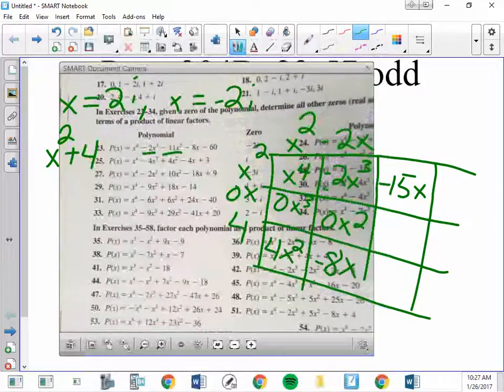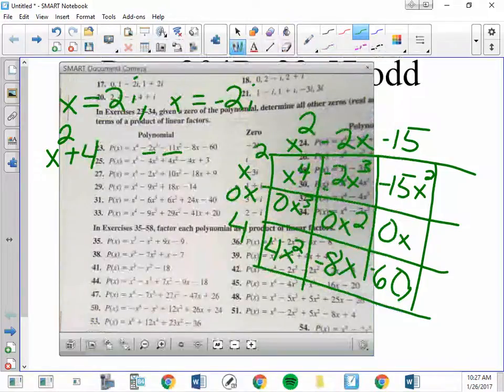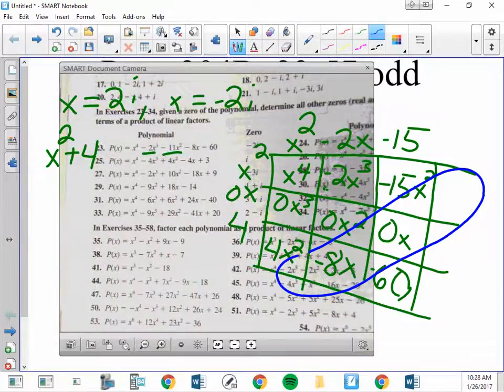Okay? How many times does x squared go into negative 15x squared? Negative 15. And this would be 0x. And that is negative 60. Okay? Now I look at my x diagonal. These terms here need to add up to be negative 8. So how much more do I need? None. I already have it. So my x remainder is 0, which is good.